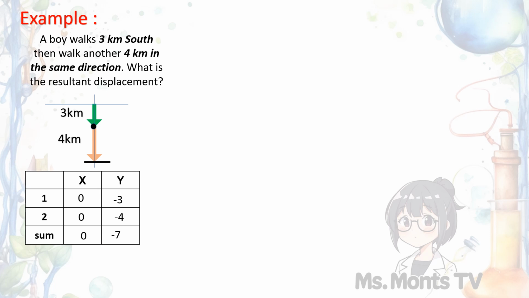So meaning, the magnitude is 7 kilometers and the direction is negative. So negative 7 kilometers, south.